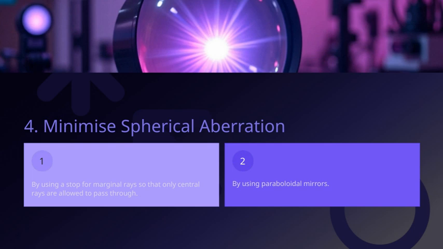Another key point is the use of a stop for marginal rays. By placing a stop that allows only the central rays to pass through, we effectively cut off the rays that would otherwise contribute to distortion. Both of these techniques are crucial because they help us achieve sharper, more accurate focusing in optical systems. They tie into our overall goal of improving image quality by controlling aberrations, which is fundamental in designing high-performance optical devices.